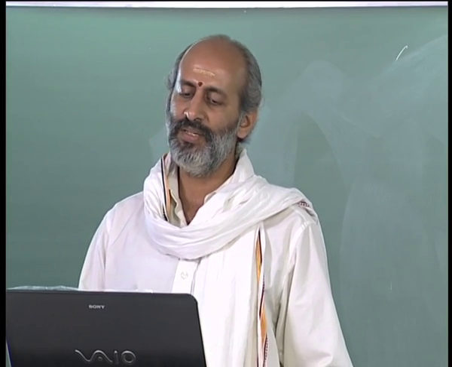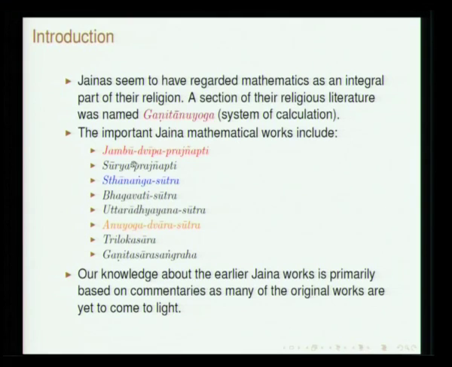Some of the ancient Jaina mathematical works are listed here: Jambudvipa Prajnapti, Surya Prajnapti, Sthananga Sutra, Bhagavati Sutra, Uttaradhyayana Sutra, Anuyogadvara Sutra, Triloka Sutra. Of course, Ganitasara Sangraha is a much later work. Our knowledge of the early Jaina works is primarily based upon commentaries, as some of these original works have not even come to light. This is true of many of these literatures.